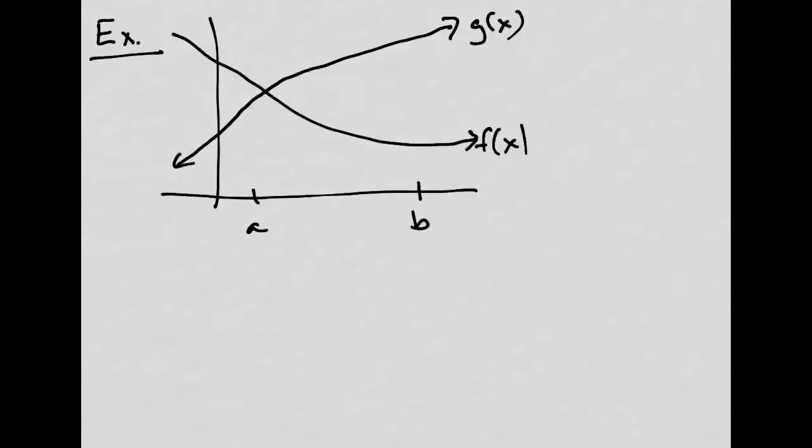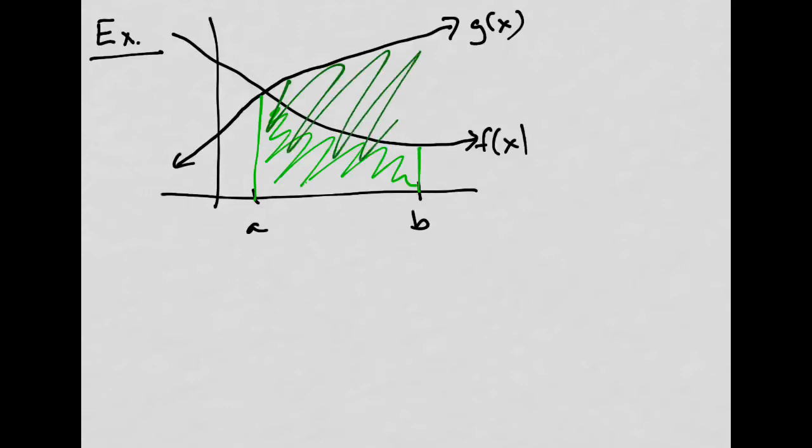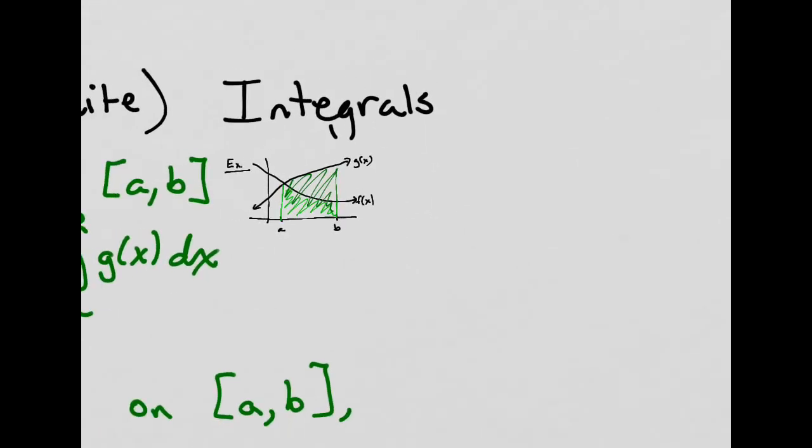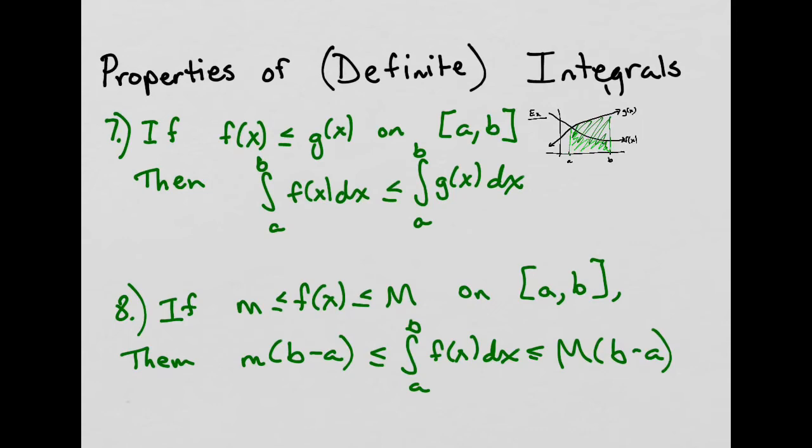And so if we're looking at this, it's pretty obvious to tell that the area under f of x is definitely less than the area under g of x, which is just the whole idea. If f of x is less than or equal to g of x, which here at a it's equal to, then the area is going to be less than or equal to the area under g of x. So yeah, that's your example for number 7.